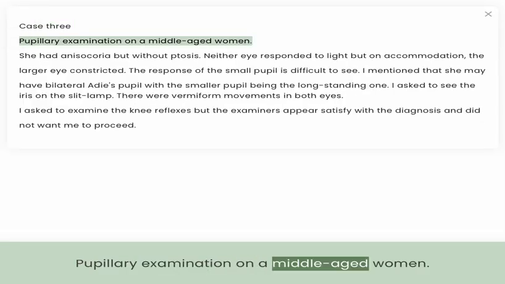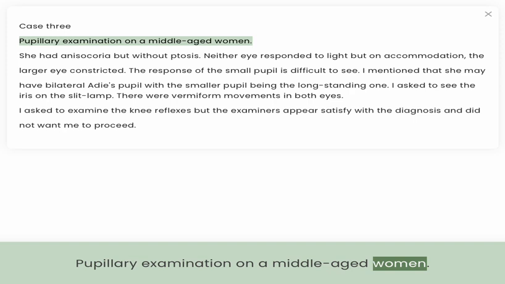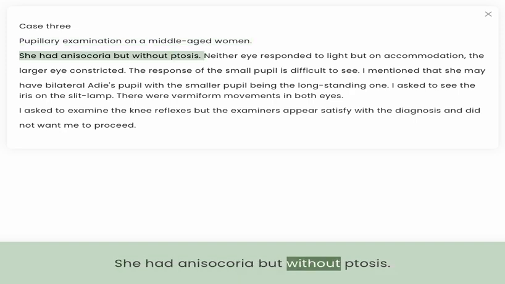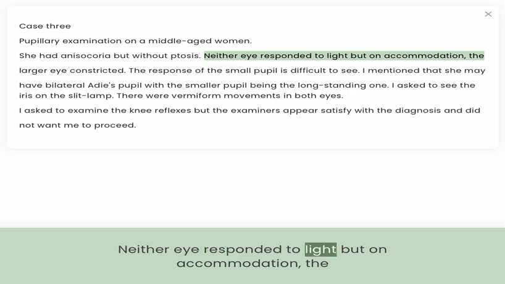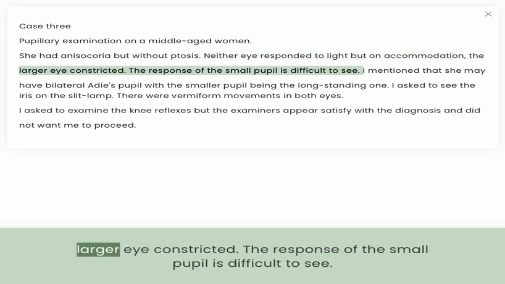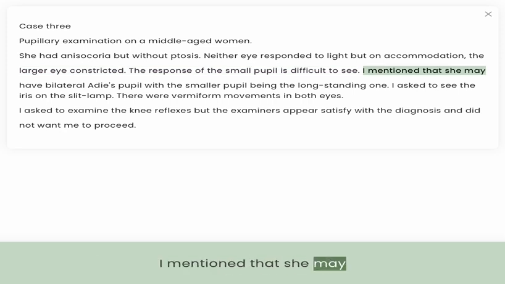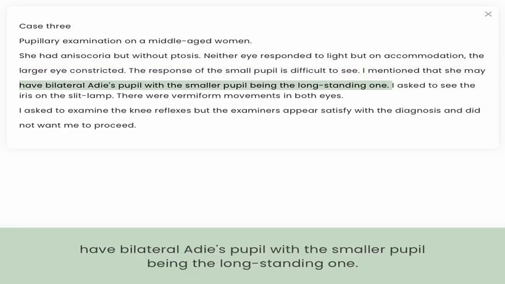Pupillary examination on a middle-aged woman. She had anisocoria but without ptosis. Neither eye responded to light, but on accommodation, the larger eye constricted. The response of the small pupil is difficult to see. I mentioned that she may have bilateral Adie's pupil, with the smaller pupil being the long-standing one.